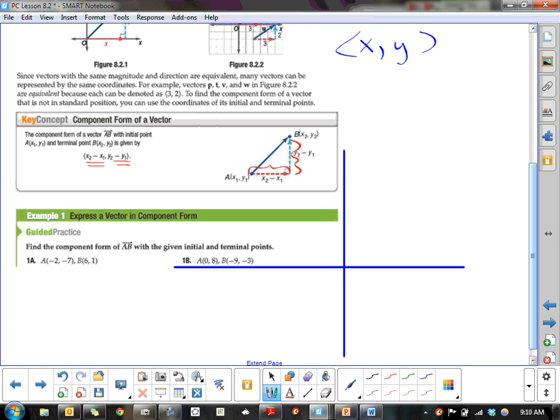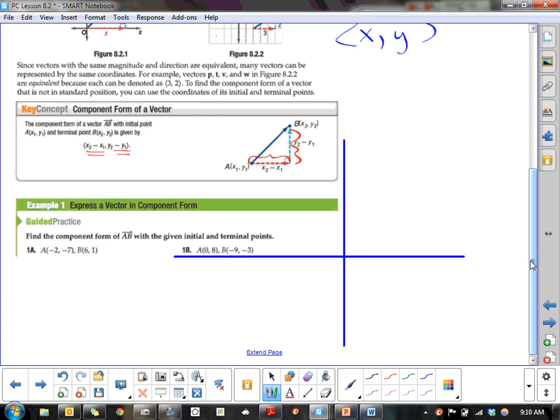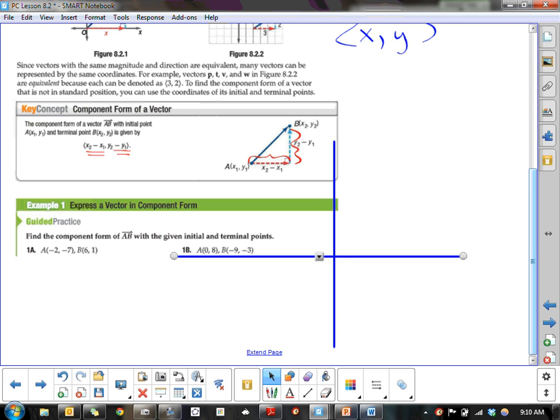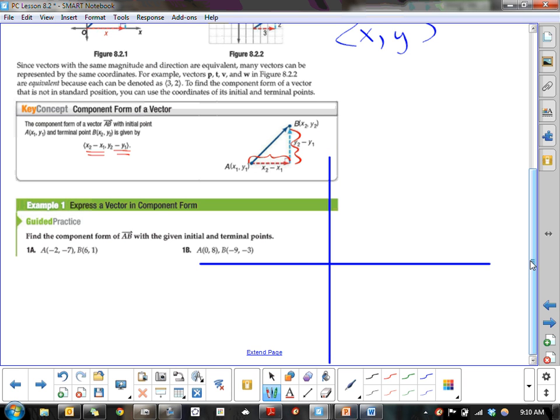Easy enough? So here's our first example. It says, find the component form of vector AB with the given initial and terminal points. In example 1a, the initial and terminal points are given. A is where we start, B is where we finish. I'm not sure if we need a visual representation of this, but what the heck: negative 2, negative 7. This is where we're going to start, and we're going to finish at 6, 1. Over 6, up 1.